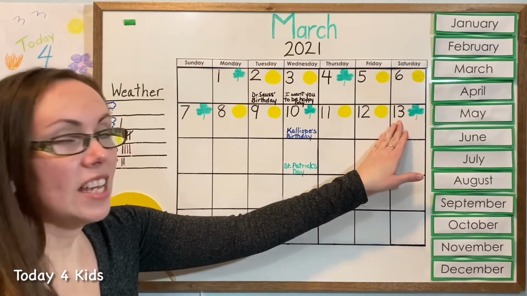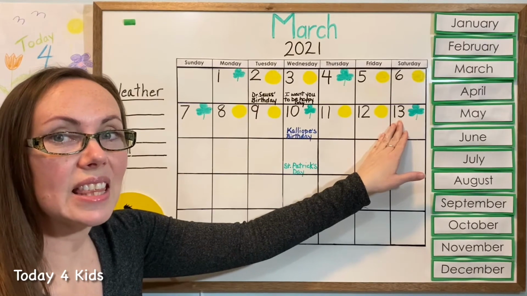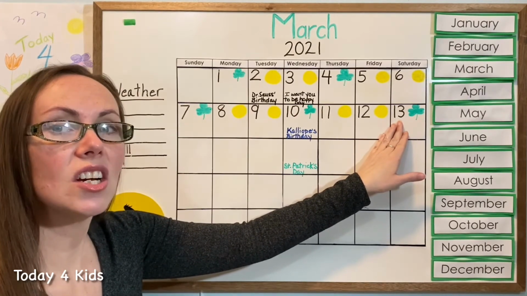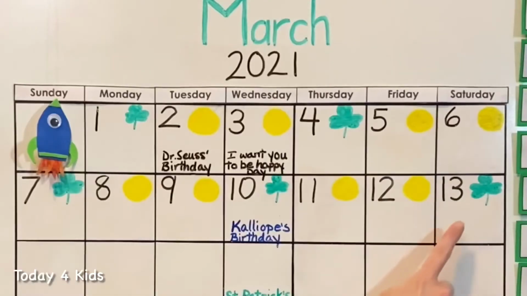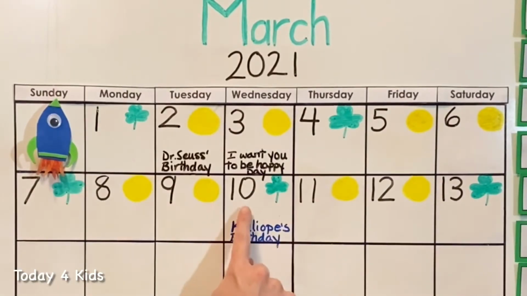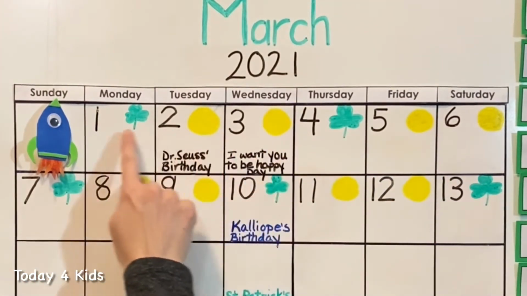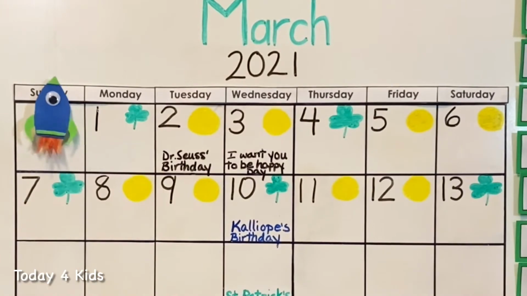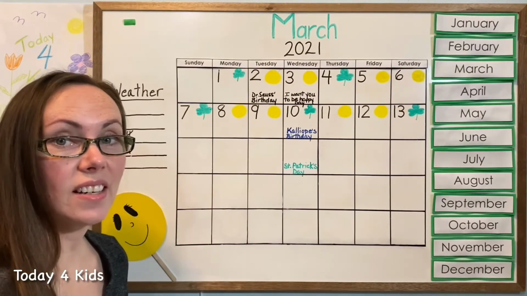So we say 13 when we're counting, but when we put it in the calendar, we say 13th. Can you say 13th? Good job. Now let's count backwards. Are you ready? 13, 12, 11, 10, 9, 8, 7, 6, 5, 4, 3, 2, 1. Blast off! Now let's put the number into the sentence in our agenda.